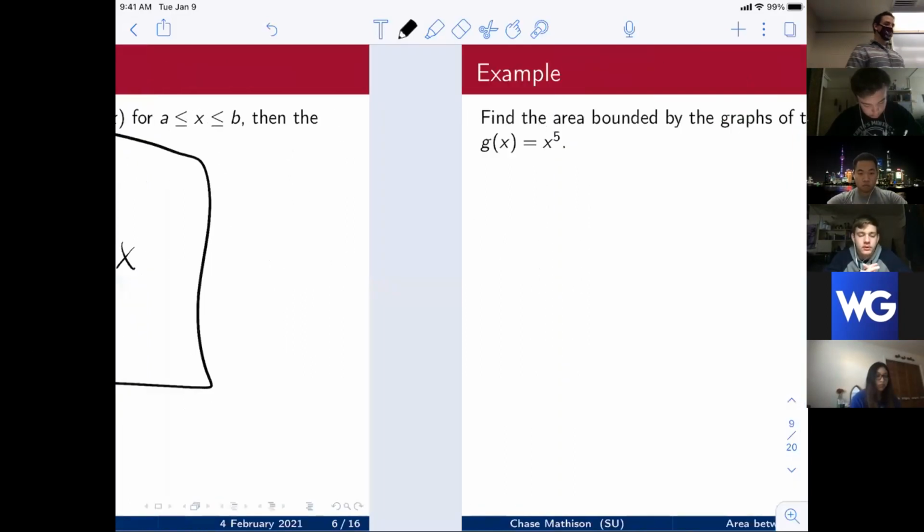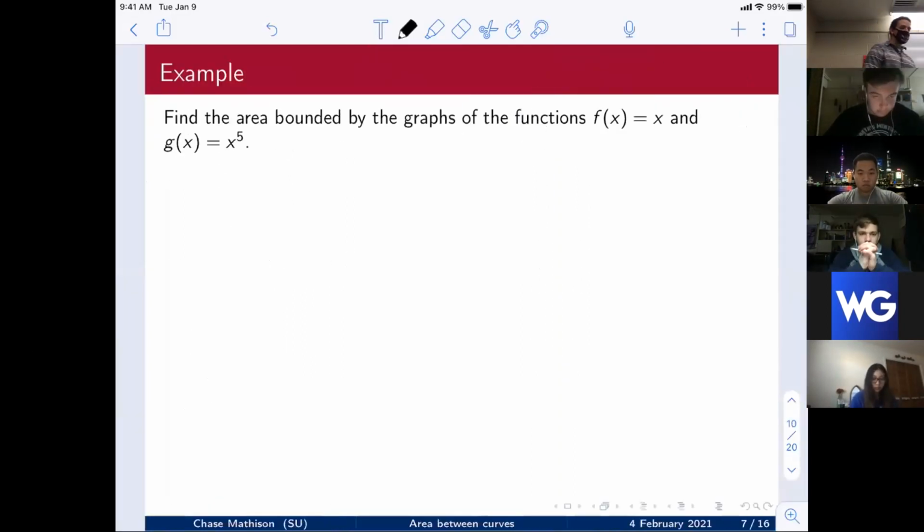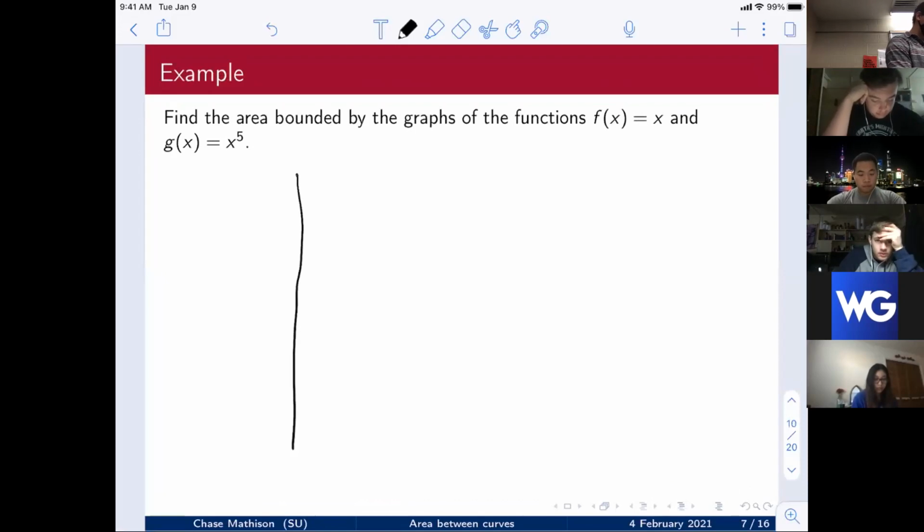All right, let's look at a problem then. Find the area bounded by the graphs of the function f of x equals x and g of x equals x to the fifth. And I did not give you a graph here, so let's get a quick graph going.